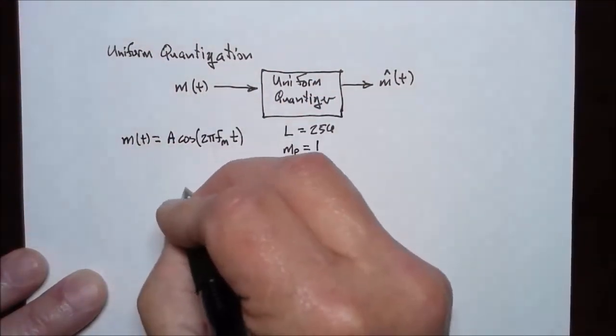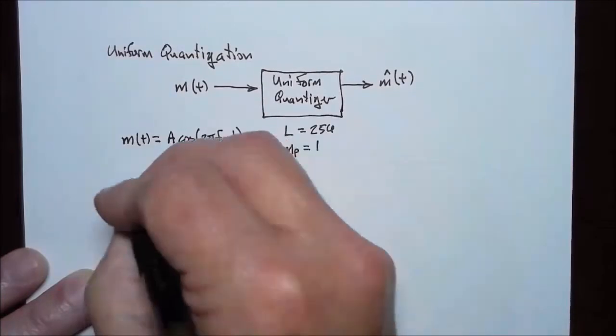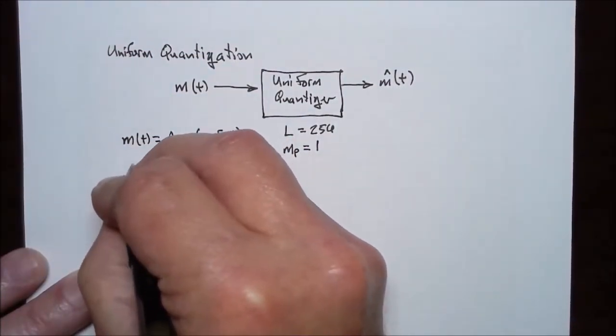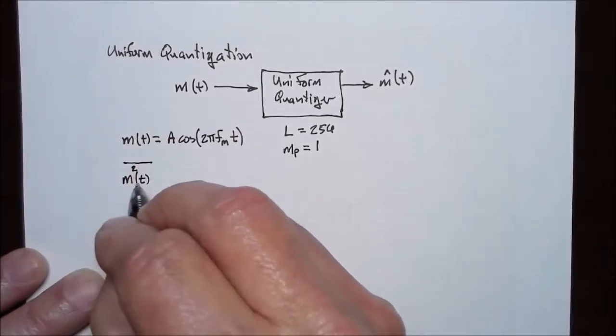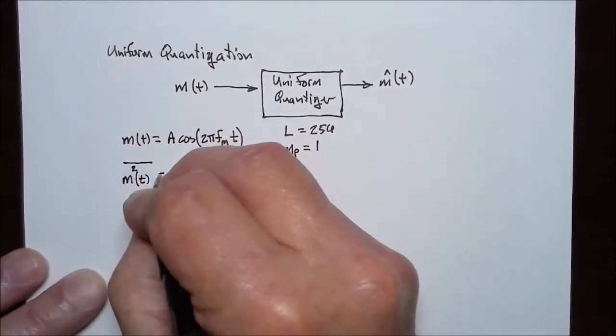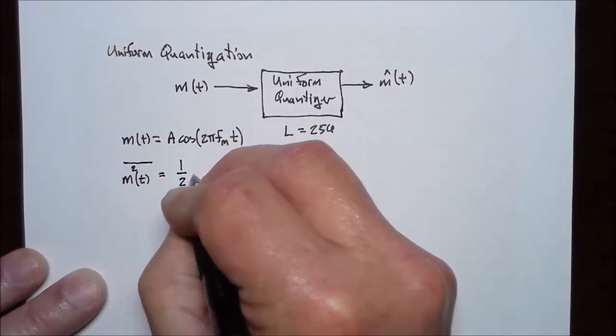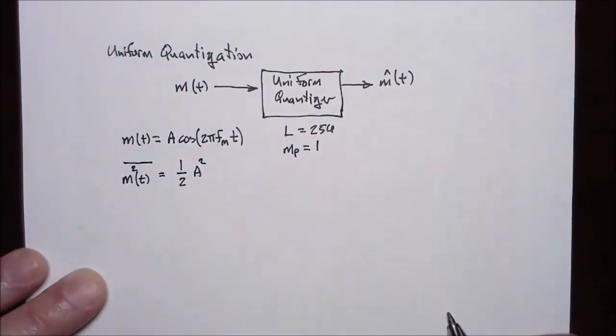We know that the power in the message signal, square the signal, take the time average, that gives the power. Power in a cosine is always 1/2 the amplitude squared.